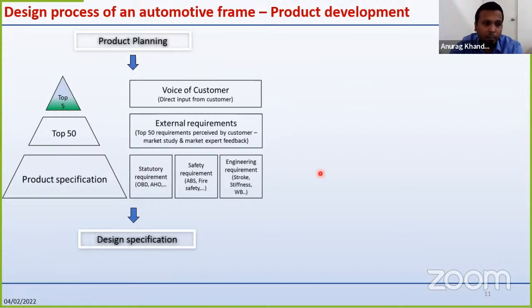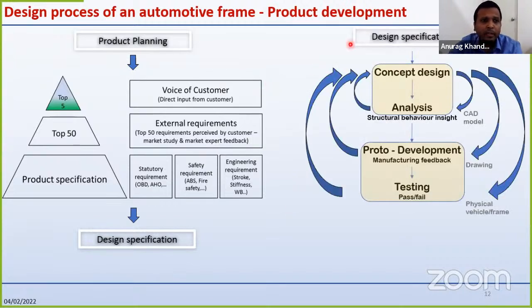Then those specific external requirements, meaning the customer requirements, are converted into design specifications. These design specifications are fed into the concept design. Taking it forward, when we take these design specifications, we make a concept design and try to capture as much of the customer requirement as possible through the design specifications. Going forward, I will try to explain how design specifications are related to customer requirements.